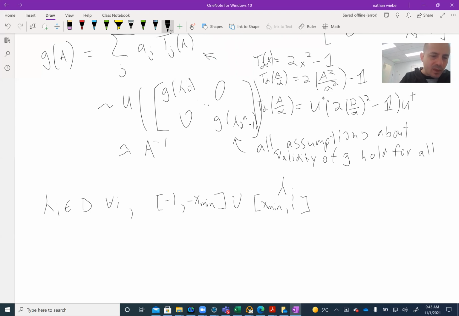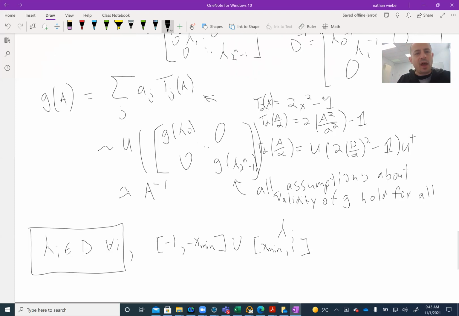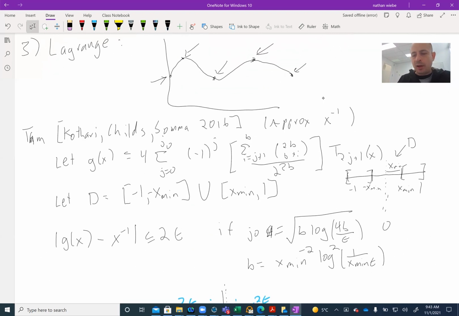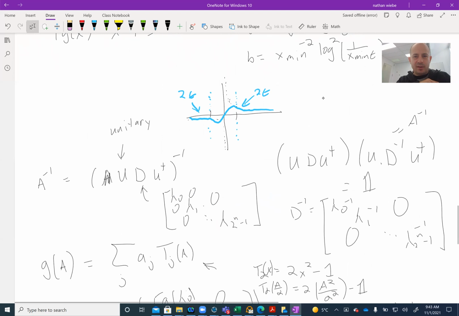for all i. So what this ends up saying is that if we assume that not just the scalar agrees with the conditions that Childs et al. lay out in their approximation, then the polynomial approximation that we have to the inverse of a scalar function will end up applying to a polynomial, i.e. the inverse of a matrix. So that's the basic idea behind it.